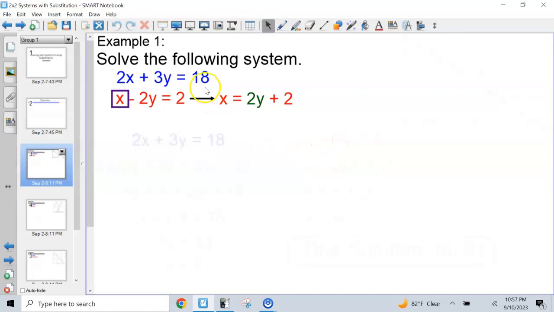Then I'm going to the other equation, the one up here, and I replace this first x with what I have right here. So it's going to be turned into 2 times (2y plus 2) plus 3y equals 18. I'm calling this my third equation. This is that new equation.